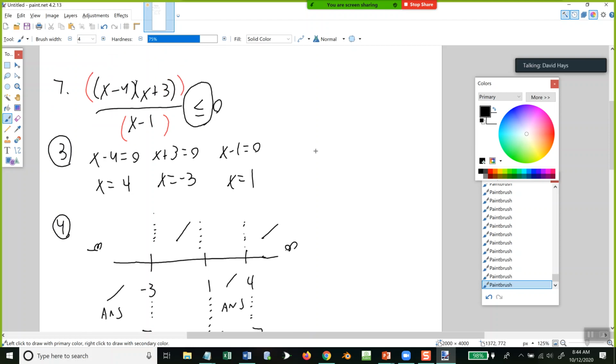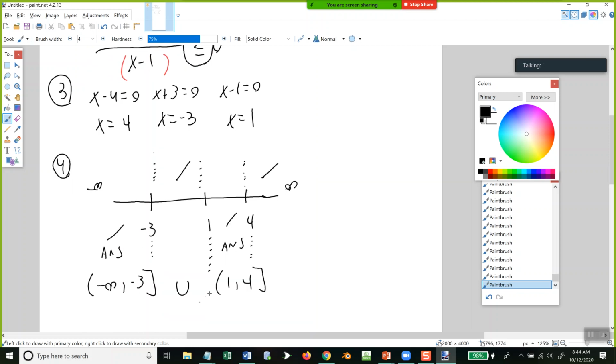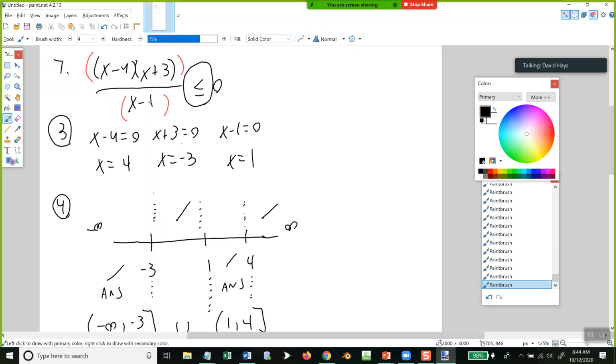Now I changed patterns here. I said brackets, but then I put parentheses on the 1. Notice where the 1 came from. Came from the denominator. If I were to plug x equals 1 back in, and specifically in the denominator, I'd have 1 minus 1, which is 0. You can't have division by 0. So a note goes along with this.